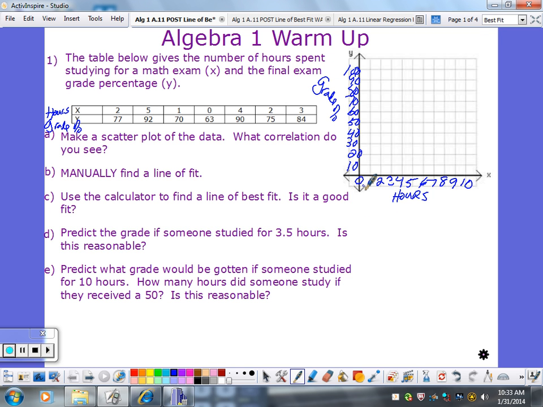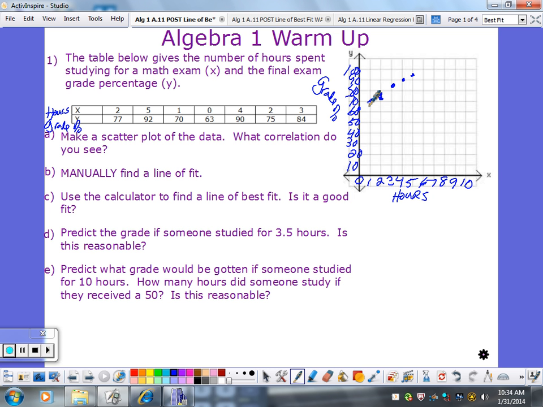So let's see, for 2 hours, and we do our best when it's not exactly on a line there, 77. For 5 hours, oops, that's in the wrong spot. 2 hours was a 77. 5 hours was a 92. 1 was a 70. 0 was a 63. 4 was a 90. Another 2 that one got close but slightly lower than the other person, and 3 was an 84. So not the best looking drawing here, but it's something like that.